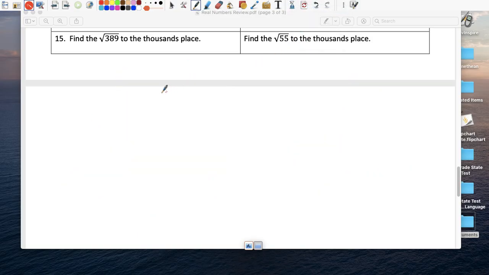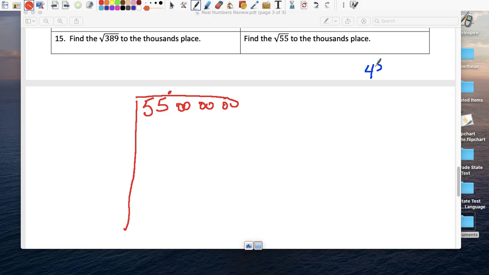Let's do 55, just a little more practice. Okay, let's find the square root of 55 to 3 decimal places. Okay, so perfect square, 49, right? Square root of 49 is 7. Square root of 64 is 8. So somewhere between 7 and 8. So the biggest perfect square that goes into 55 is 49. So 7 times 7, 49. Subtract. That's a 6. Bring the next 2 zeros down.